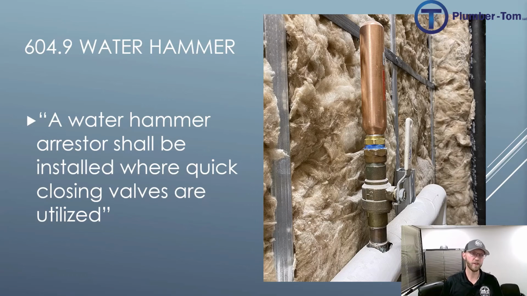604.9 goes over water hammer arresters. It says a water hammer arrestor shall be installed where quick closing valves are utilized. What is a quick closing valve? Any valve that has an electric solenoid that will just shut it off fast. Dishwashers, washing machines, things like that, that electricity controls the valve. They shut fast, the water's cruising through that pipe, it hits that valve like a wall, and it just bounces back and forth. The water hammer arrestor will take that impact and spare the pipe a lot of unnecessary pressure.